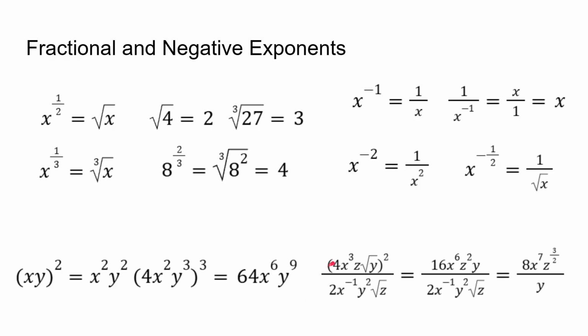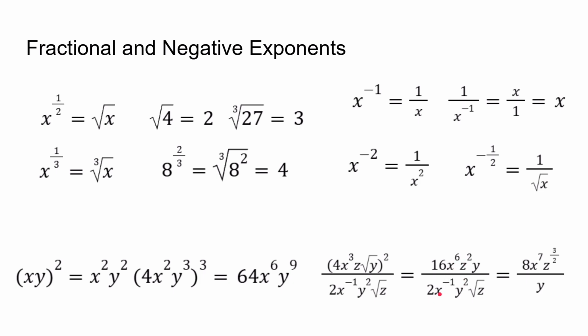Here's another example. So if you have 4x cubed times z times root y, all squared, divided by 2x to the negative 1, y squared root z, first you can distribute the squared and square all of these terms. And then you can move things that have a variable in common.